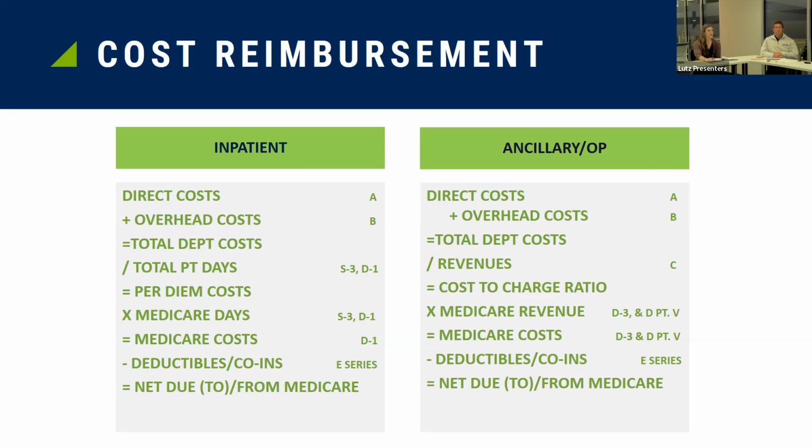Then on the worksheet S3 and D series, what they're going to do is say, okay, here's your Medicare days and revenue, and they take that into consideration, giving your per diem and cost to charge ratio to come up with your Medicare costs. And then your worksheet E series is where you enter in really the payments that you receive throughout the year for your Medicare services. And then what's left is your receivable or payable due to Medicare or due from Medicare. So again, that's very high level.